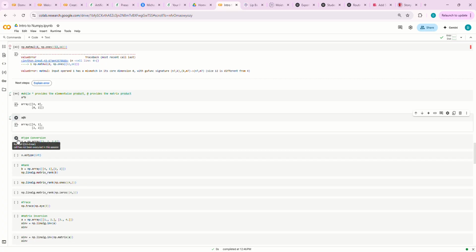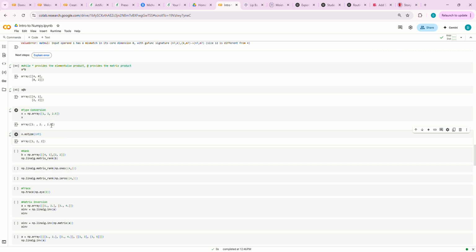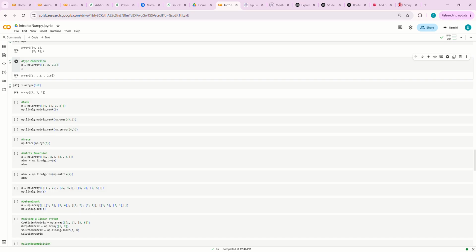You can do type conversion, so you're converting a list to an array, and then you can convert that to an int, so that int, just like in regular Python, takes 2.5 and rounds it down.